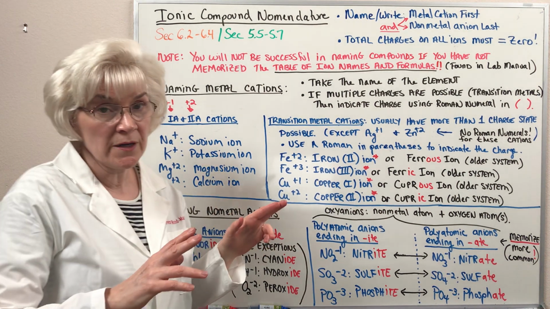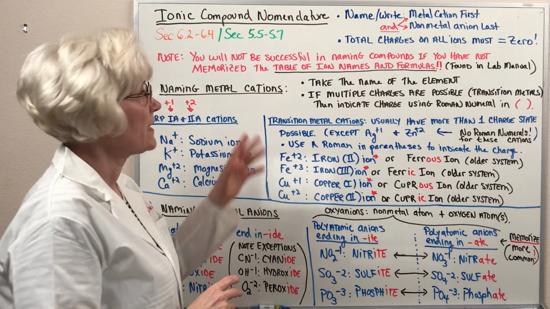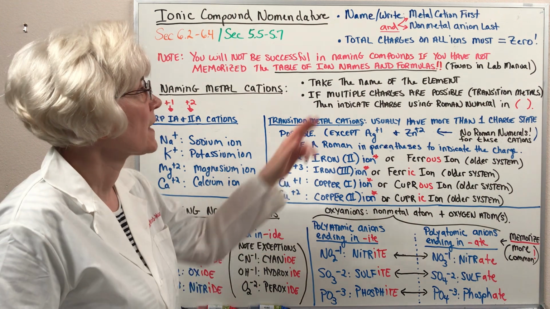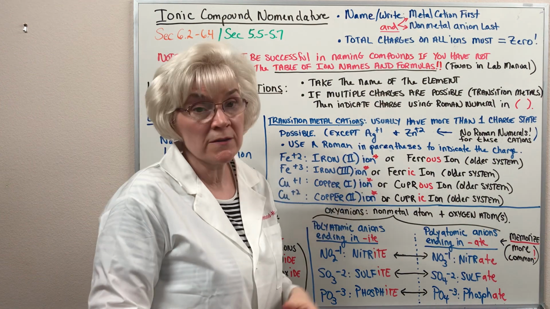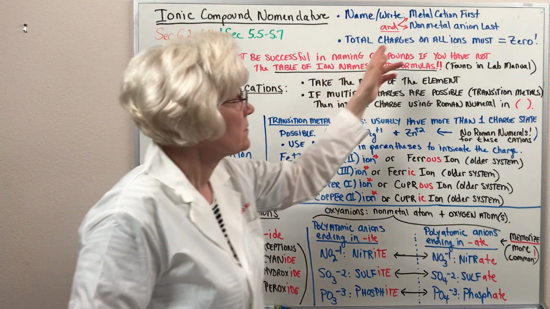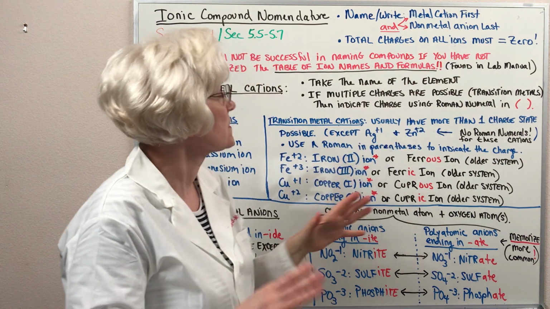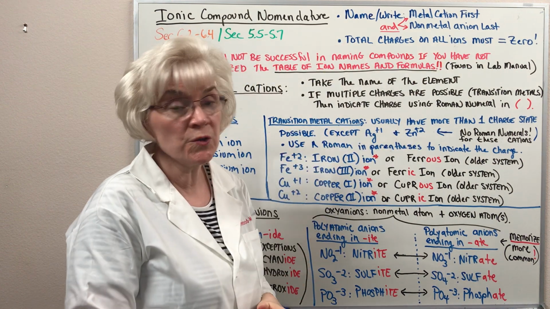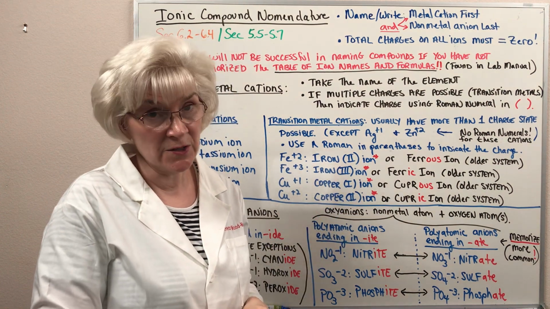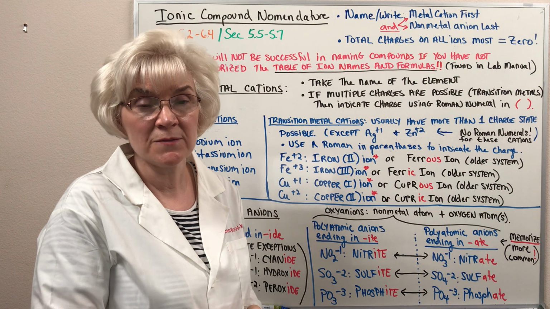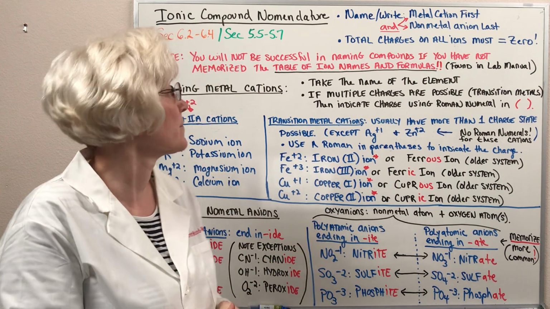The two major rules that you have to keep in mind, first and foremost, when you are doing ionic compound nomenclature, is that you will either name or write the chemical symbol for the metal cation first, followed by the non-metal anion, named or written last. That's rule 1, and rule 2, total charges on all ions must add up to 0. In order for a compound to be stable, it has to be electrically neutral overall.